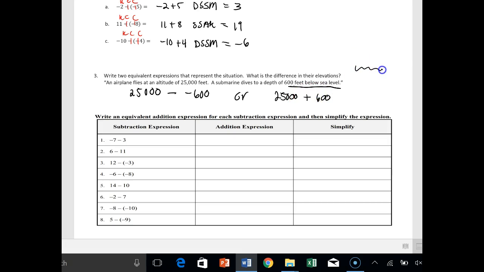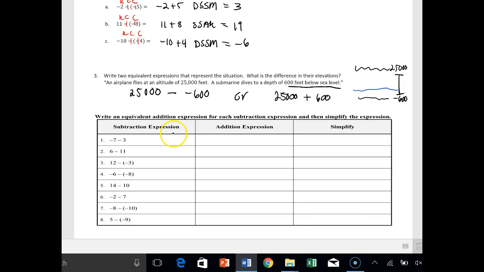You think about it. Here's the airplane up here at 25,000 feet. And here's the water. That represents kind of 0. And then here's the submarine right here at negative 600, right? What's the difference, or what's the total space between them? You can do either one of those problems and get that answer. And it's about 26,100 feet. Right? So let's practice again.